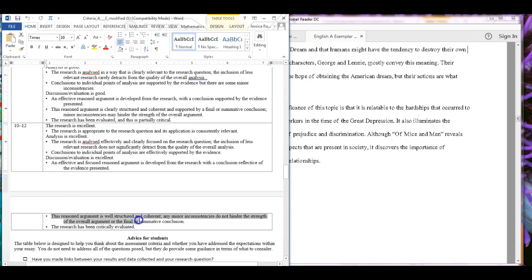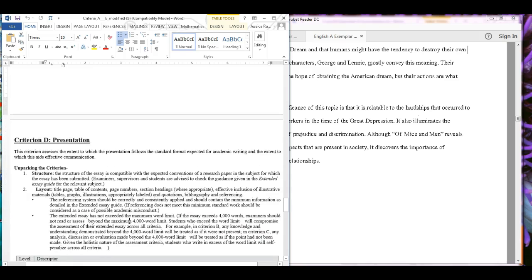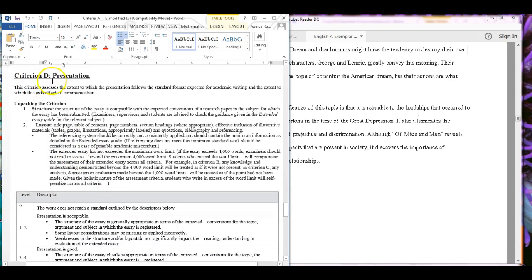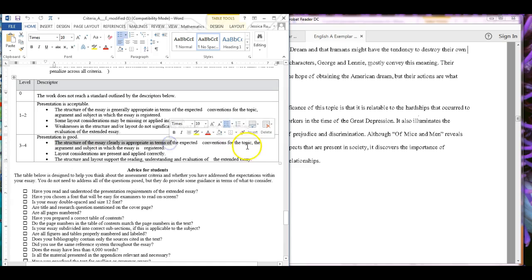The reasoned argument is well structured and coherent. Any minor inconsistencies do not hinder the strength of the overall argument or the final or summative conclusion. Finally, you have a criterion for your presentation, and this goes over what structure and layout is. The structure of the essay is clearly appropriate in terms of expected convention of the topic. The argument and the subject of the essay is registered. Layout considerations are present. The structure and layout support the reading, understanding, and evaluation.